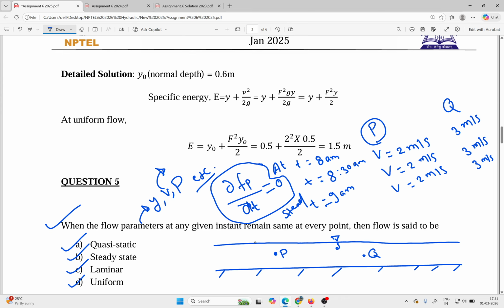If it is not 0, then it is unsteady flow. Now what about uniform flow? Again, I'll explain in this channel only.